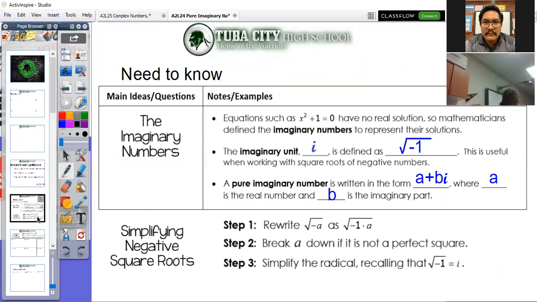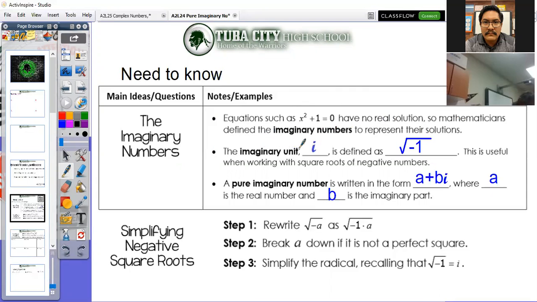So what you need to know. There are such things as equations, like a quadratic. We have an x squared. So x squared plus 1 equals 0. This has no real solution. So mathematicians defined imaginary numbers to represent their solutions. I'll go ahead and explain this with a graph in a bit.